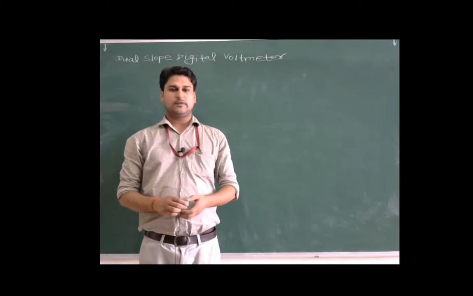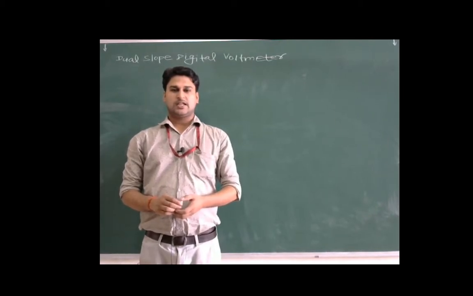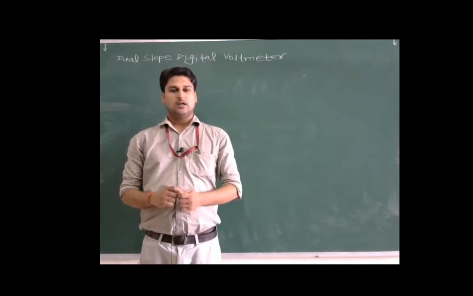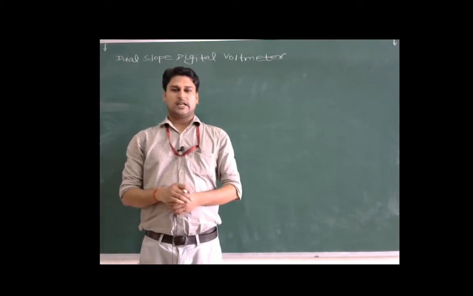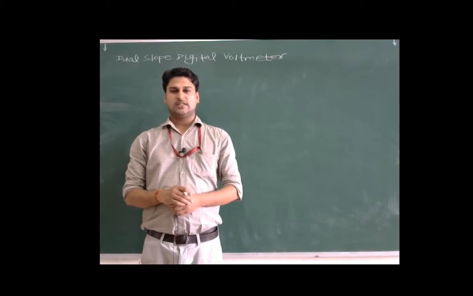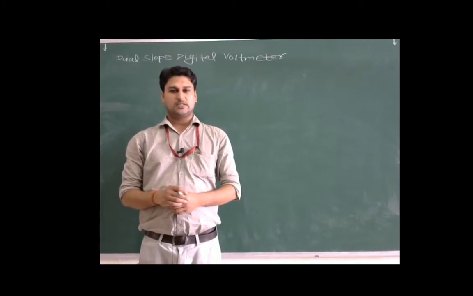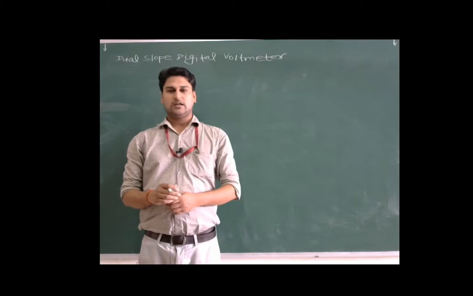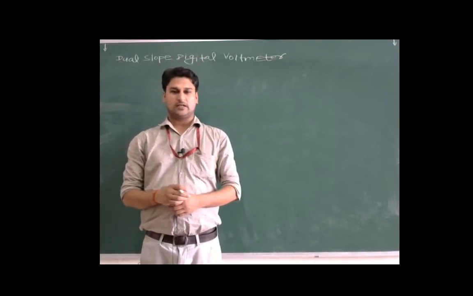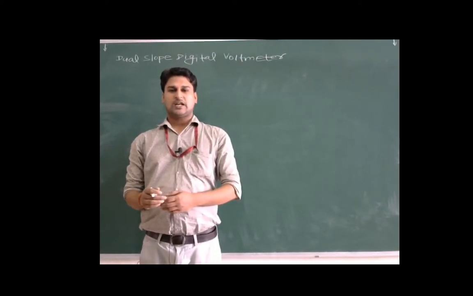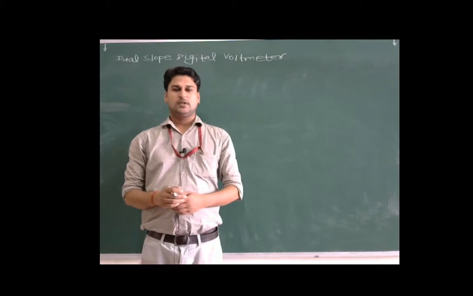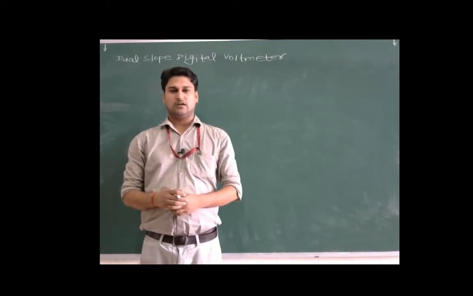In this voltmeter, one slope is generated when the input of the integrator is connected to the unknown voltage, and again another slope is generated when the input of the integrator is connected to the negative reference signal, minus VR. So we are comparing these two slopes. That's why this voltmeter is called the dual slope voltmeter.